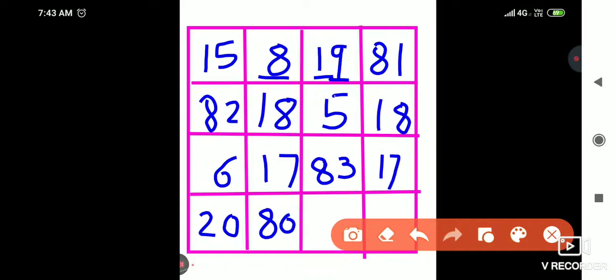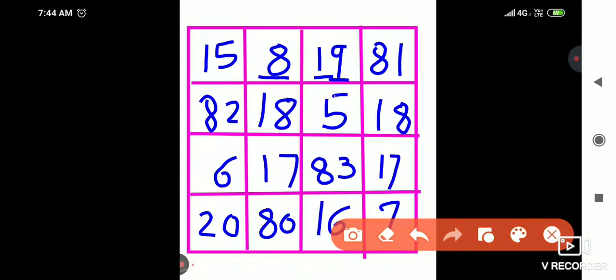Now in the third box I have to write date plus 1. My date is 15, and 15 plus 1 is 16. And in the last box I have to write month minus 1. My month is 8, and 8 minus 1 is 7. In this way I will fill this box.